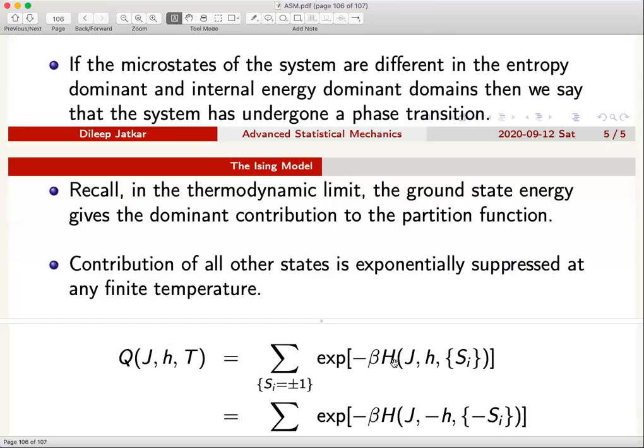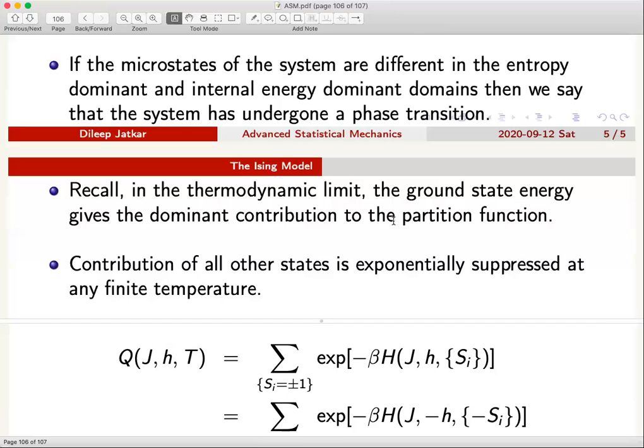Because that is e to the minus beta times E naught, and all other energies are higher. Therefore e to the minus beta (E naught plus delta E), or any other value accessible to the system which is larger than E naught, is smaller compared to e to the minus beta E naught. So in the thermodynamic limit, the main contribution to the partition function comes from the ground state energy, and all other contributions are exponentially suppressed.